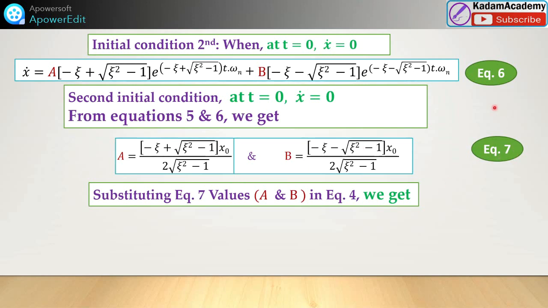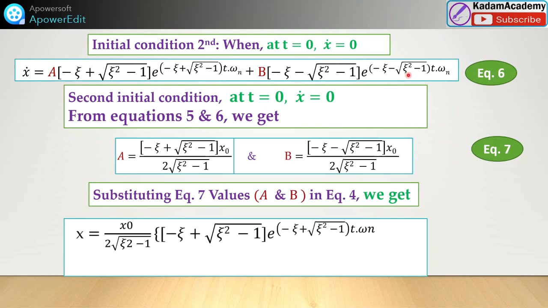It is also very easy, as a technique, to substitute the values of A and B from equation 7 in equation 4. Already we have written equation 4. This will give the value.